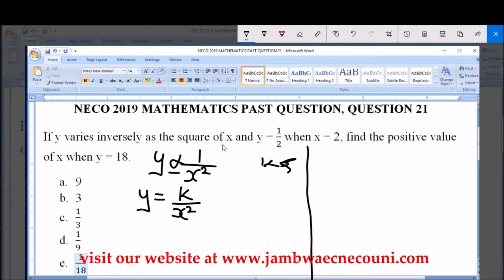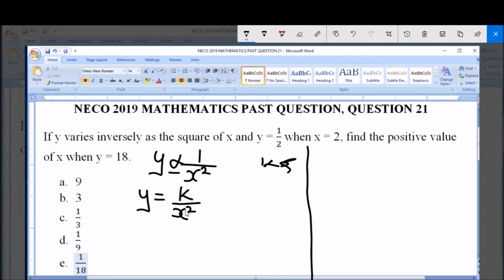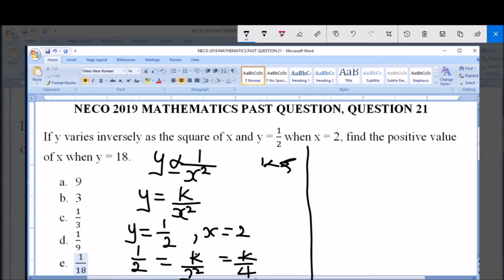Now we're given that y is equal to 1 over 2 when x is equal to 2, meaning we have to find the equation connecting y and x by finding the value of this constant k. So we say 1 over 2 is equal to k over 2 square, which is equal to k over 4. Remember, 2 square is equal to 4.